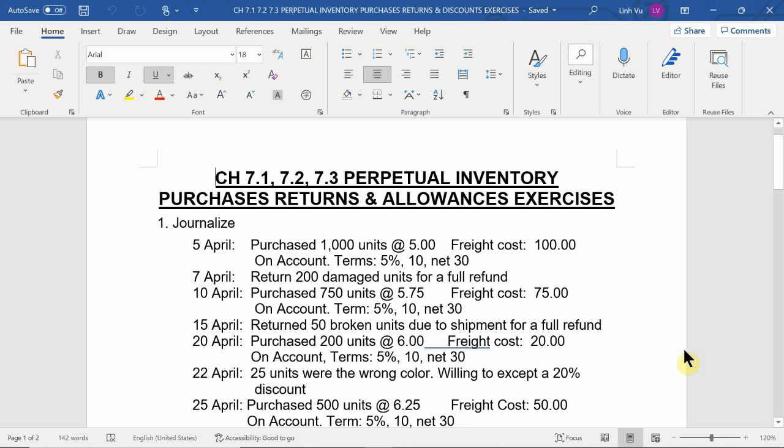So, once again, number one, we're dealing with perpetual inventory this time. So, let's journalize. On April 5th, we purchased 1,000 units at $5 each with a freight cost of $100, on account. Terms were 5%, 10, net 30.